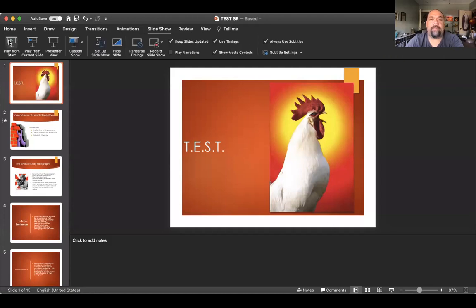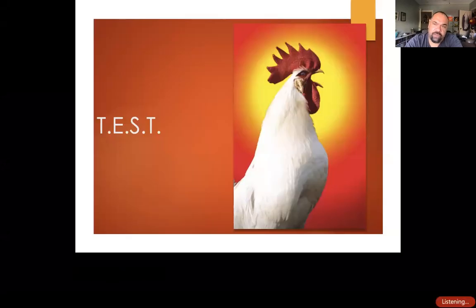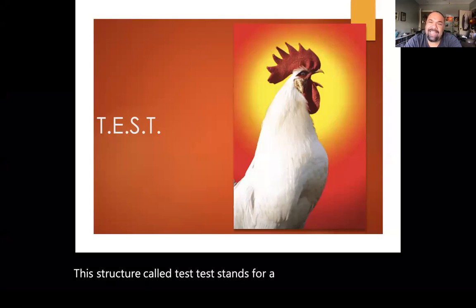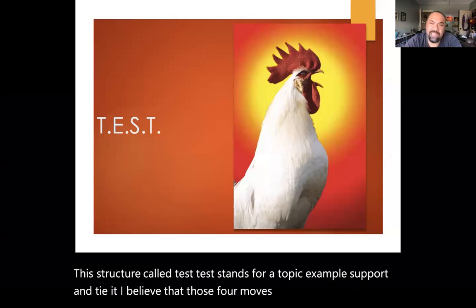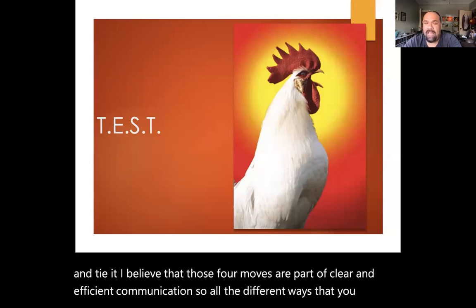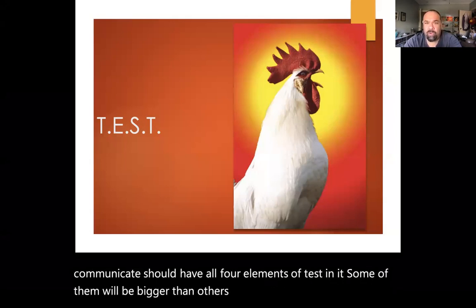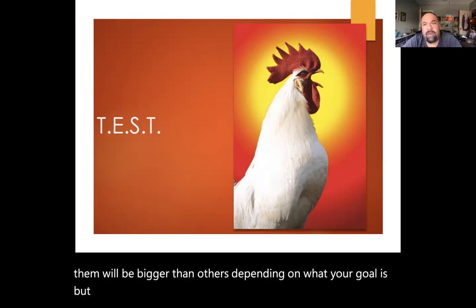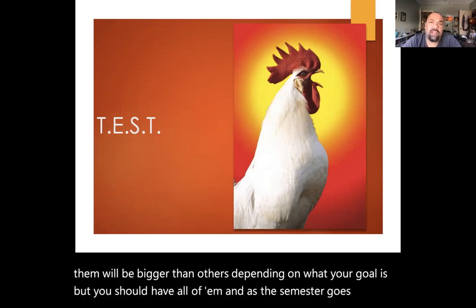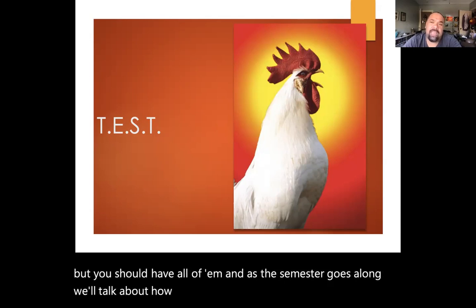Okay. So what I use is the structure called TEST. TEST stands for topic, example, support, and tie-in. I believe that those four moves are part of clear and efficient communication. So all the different ways that you communicate should have all four elements of TEST in it. Some of them will be bigger than others depending on what your goal is, but you should have all of them.